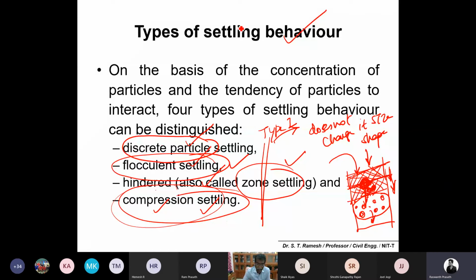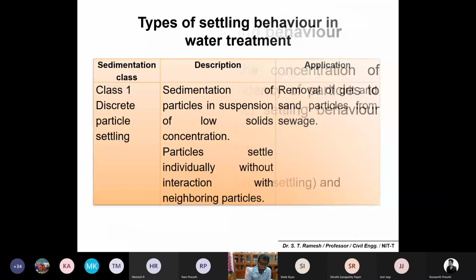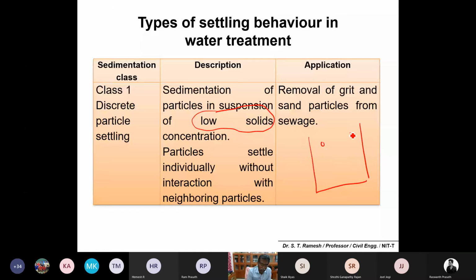Yeah. So we'll see the definition now. Class 1 is meant for sedimentation of particles in suspension of low solids concentration. Low solids concentration in a tank, particles are very loose, apart. So these particles will settle individually without interaction with nearby or neighboring particles. That you can call discrete particle settling or class 1 settling. Please remember these two points: low solids concentration, and particles settle down individually without interaction with the neighboring particles. Is it fine?